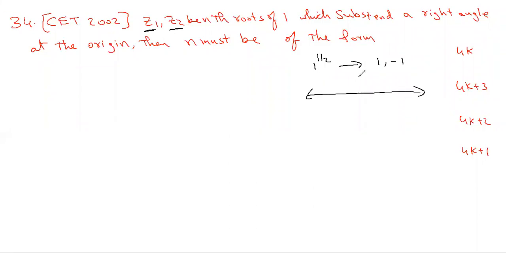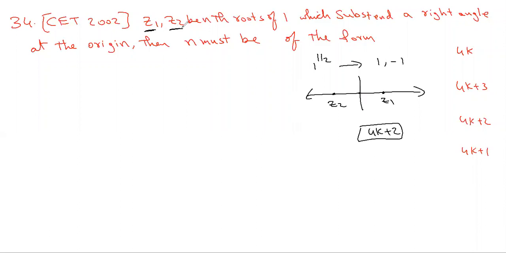1 and minus 1 lie on the positive and negative x-axis. Suppose this is Z1 and this is Z2. So the line joining Z1, Z2 won't make a pi by 2 angle at the origin. So the value of the form 4k plus 2 is not satisfying this condition that Z1, Z2 subtends a right angle at the origin.